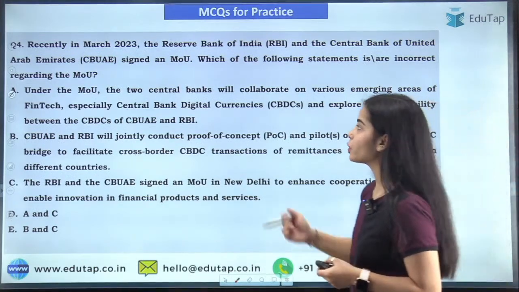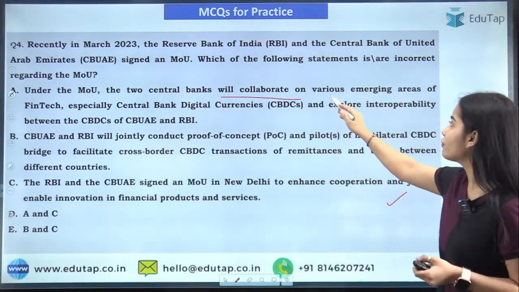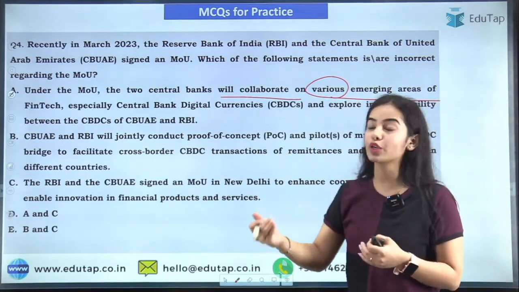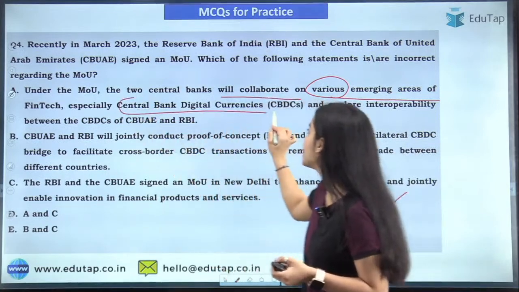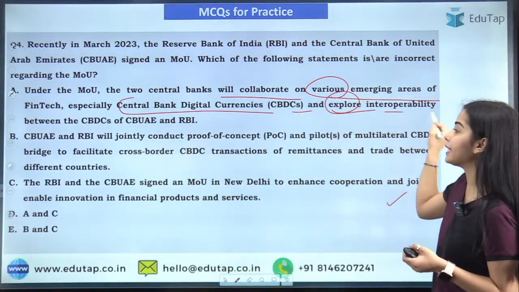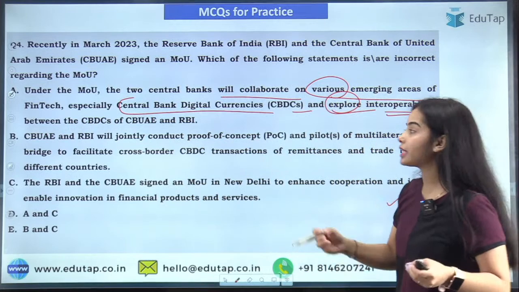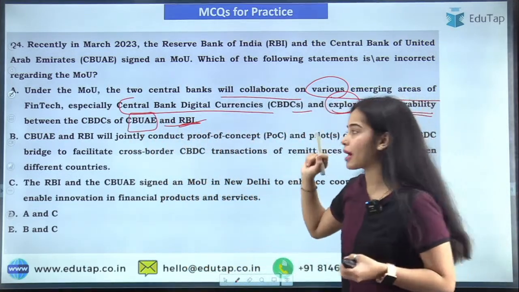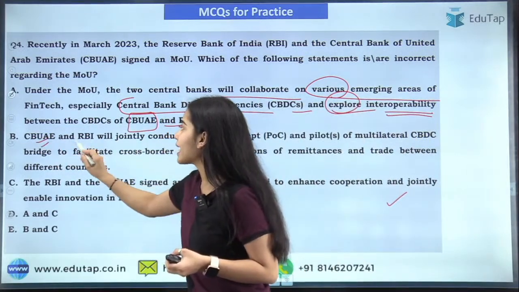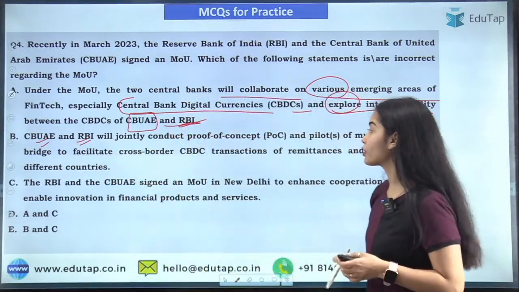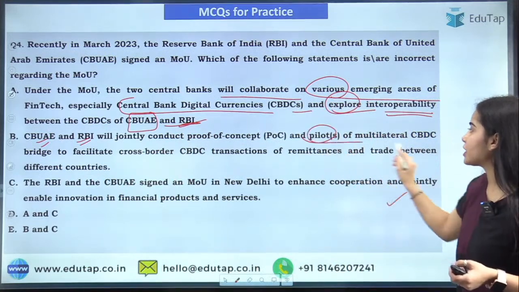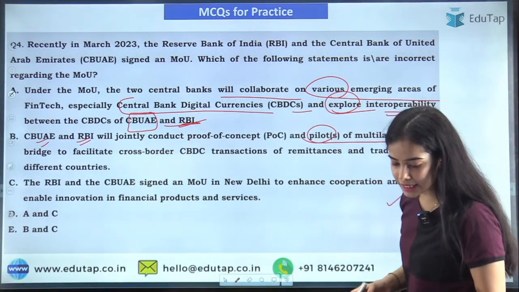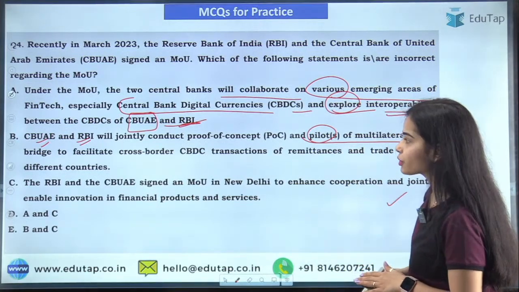Under the MOU, the two central banks will collaborate on various emerging areas of fintech. That is correct. Especially they are going to focus on central bank digital currencies and exploring the interoperability between the CBDCs of the UAE and the Reserve Bank of India. The CBUAE and the RBI will jointly conduct proof of concept and pilots of multilateral CBDC. I'm getting the answer D here. Some are saying C, some are saying D. Which should be the right answer?